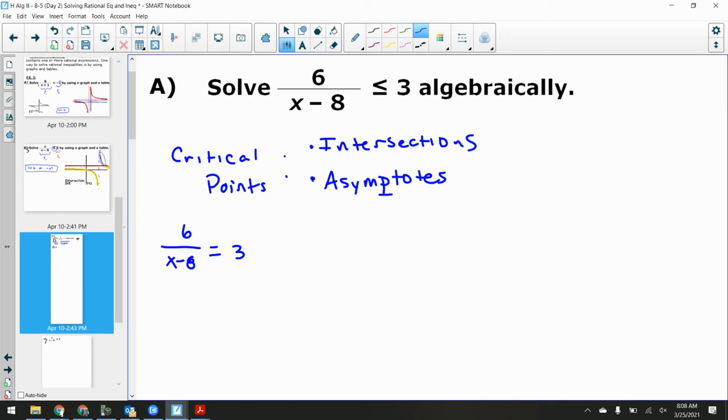All right, like I said, it's pretty easy algebraically to solve this. So multiply the x minus 8 over. 6 is equal to 3 quantity x minus 8. And heck, why not? Just divide by 3 before I distribute. 2 is equal to x minus 8. So 10 is x.